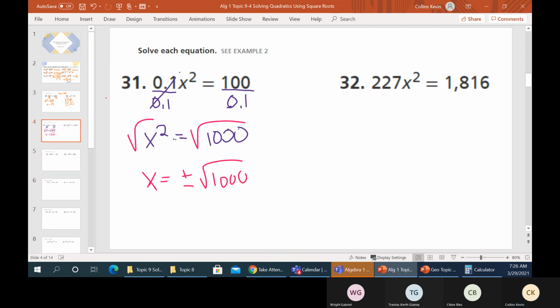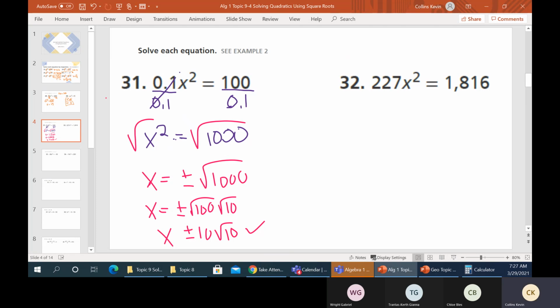All right. So we know 10 times 10 is 100. That's a perfect square, right? So I could rewrite this as x equals plus or minus the square root of 100 times the square root of 10, right? Square root of 100 is just 10. So we'll have a regular 10, we'll have a square root of 10, a plus version, a minus version, and we're done. Questions?